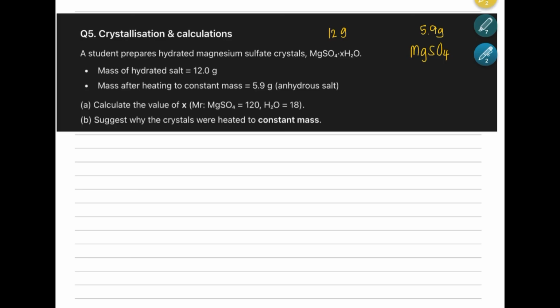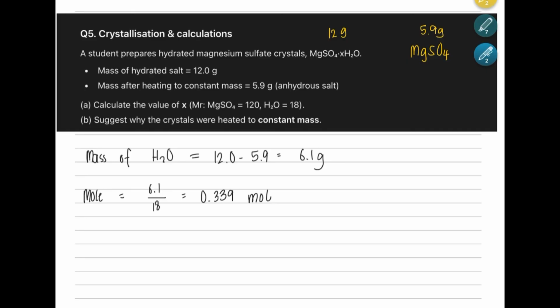To find the moles of water, you need to find the mass of water, right? So mass of water is going to be 12 minus 5.9. This equals 6.1 grams. Why? Because it was 12 grams and then after the water is gone we have 5.9 grams. So the difference between both of them is the mass of water. So now you can find the moles of water. Remember, moles equals mass over Mr. So 6.1 divided by the Mr of water, which is 18. You will get 0.339 moles.